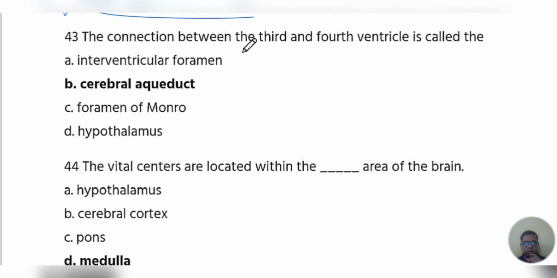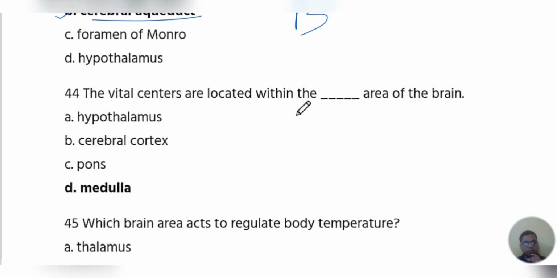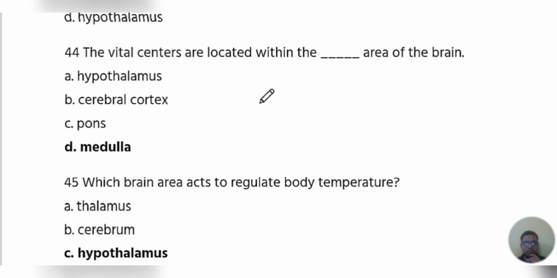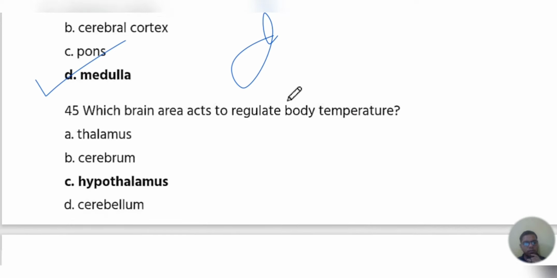The connection between the third and fourth ventricles is called the cerebral aqueduct. The answer is B, cerebral aqueduct. Next is question number 44. The vital centers are located within which area of the brain? The answer is the medulla area of the brain. The answer is D. Next is question number 45.